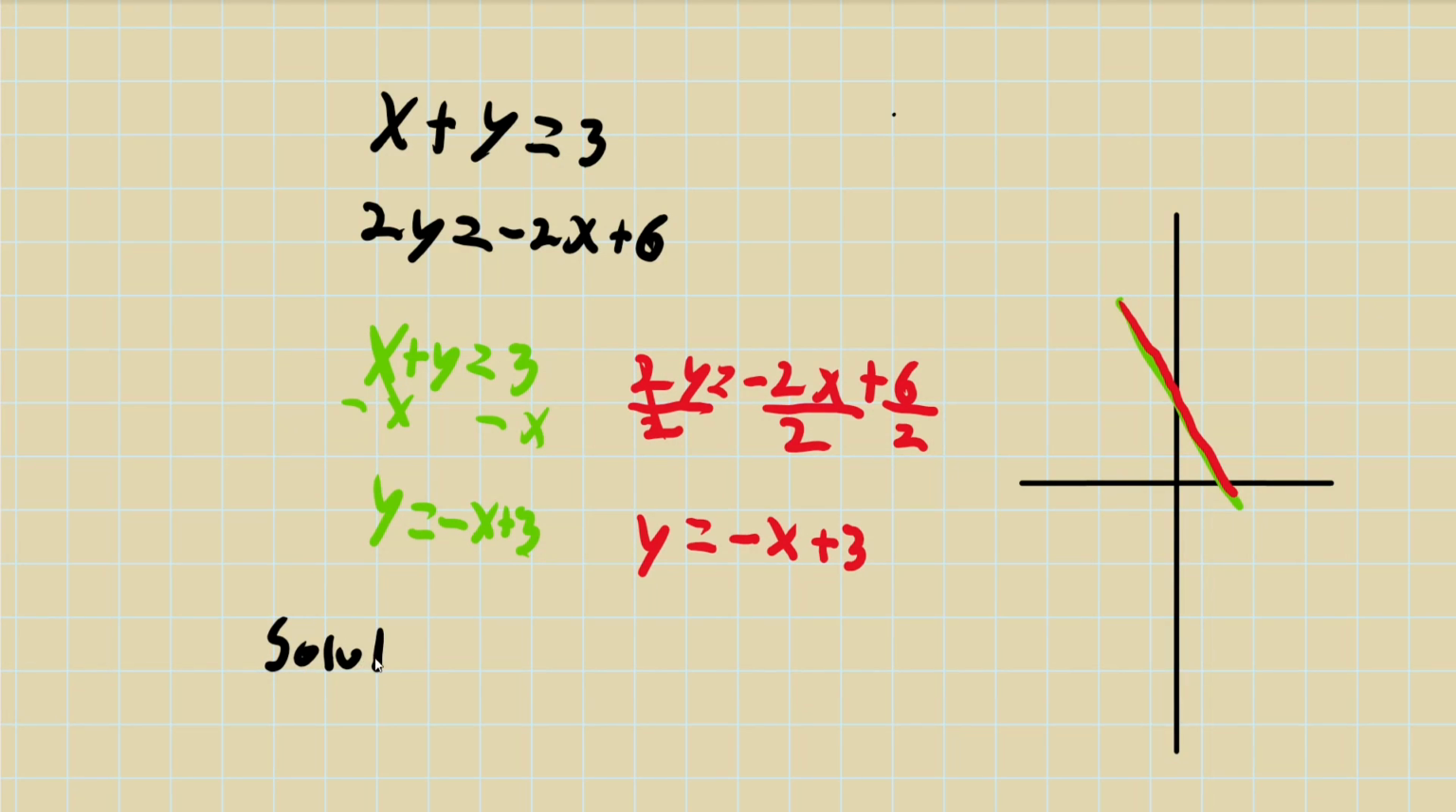So let's write solution. The solution would be the equation y equals negative x plus 3. And this is the importance of having both of the equations in the same form, so we can see if this is just the solution or if there's something else going on. And this is the final example.